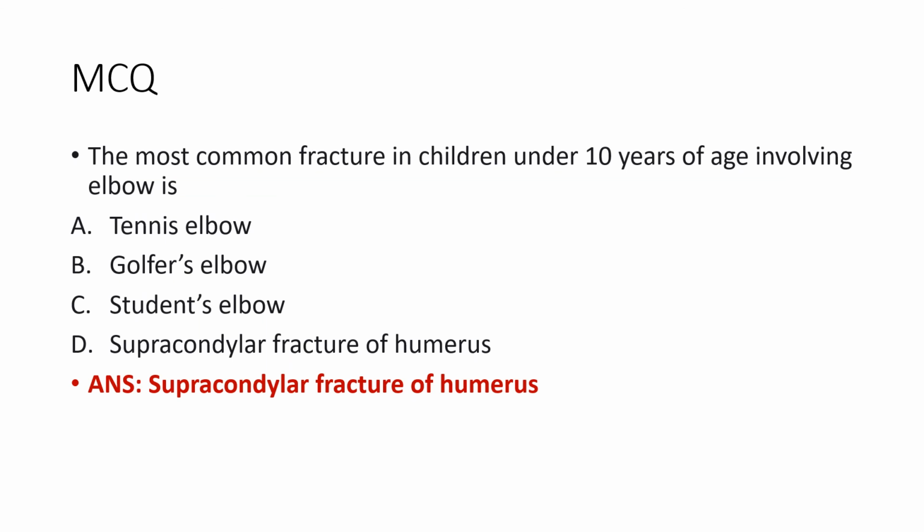Now, after learning about Volkmann's ischemic contracture, you will be in a position to answer the multiple choice question. The most common fracture in children under 10 years of age involving elbow is: tennis elbow, golfer's elbow, student's elbow, or supracondylar fracture of the humerus. The right answer will be the last one, that is the supracondylar fracture of the humerus.